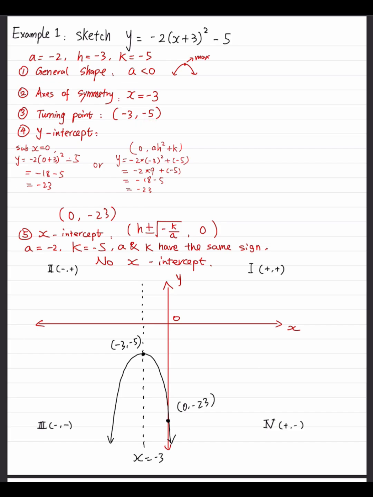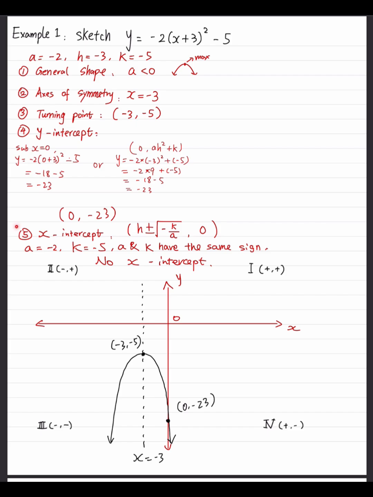Next, we have the y-intercept. You substitute x equals 0 into the equation and find the corresponding y equals negative 23. Alternatively, using my summarized formula here, you always have x equals 0, and as for y, you have a times h squared plus k. So here you get negative 23. You should get the same answer. So the y-intercept here is (0, negative 23).